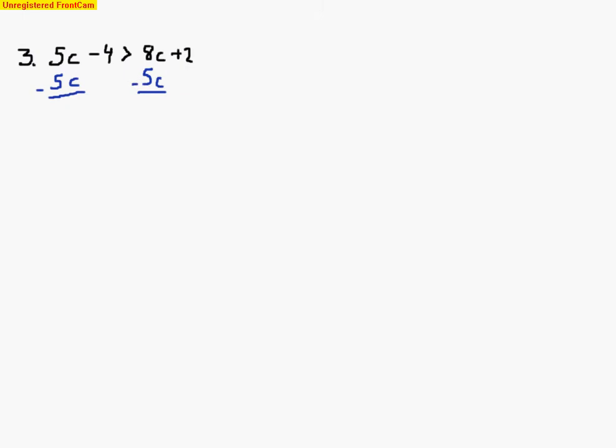And when I do that, now I'm left with this negative 4 is greater than 3c plus 2. So I solve it the same way. Now I'm isolating the variable further by eliminating this constant of 2. So I'm going to subtract 2 from both sides. Now, I have to be very careful because these are the same sign, so I need to add those two numbers together. And when I add those, I end up with negative 6 is greater than 3c.